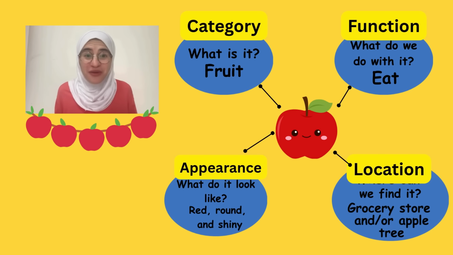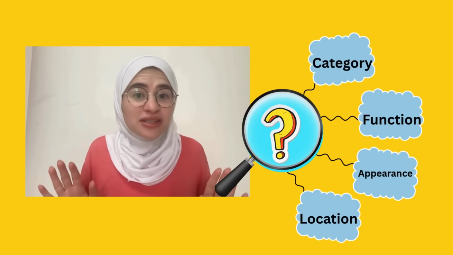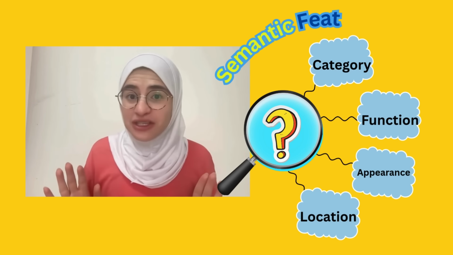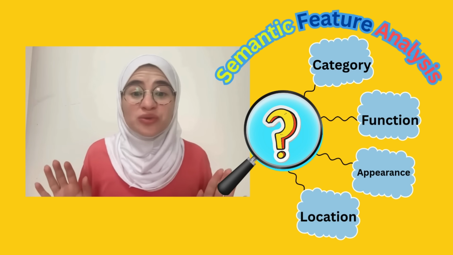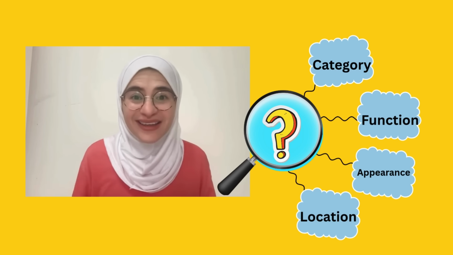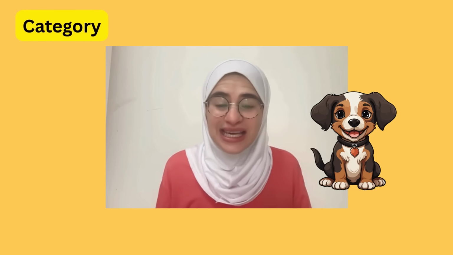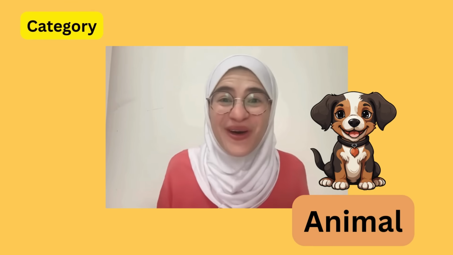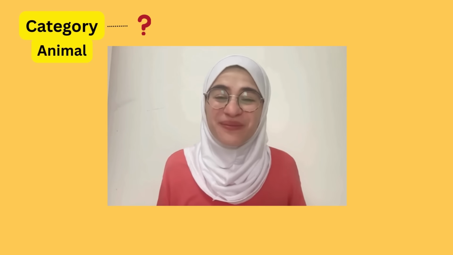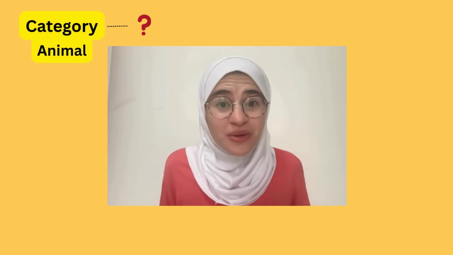Let's try another word. Here's a hint. It has 4 legs, a wagging tail, and it says woof woof. Very good. It's a dog. Let's use our Semantic Feature Analysis map to describe a dog. What is it? Very good. A dog is an animal. Good job. What does it do?